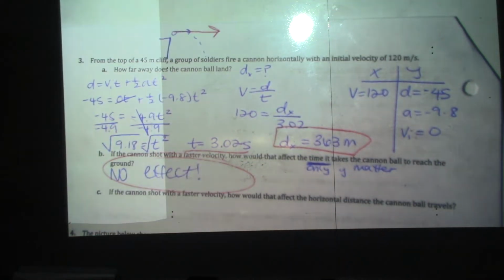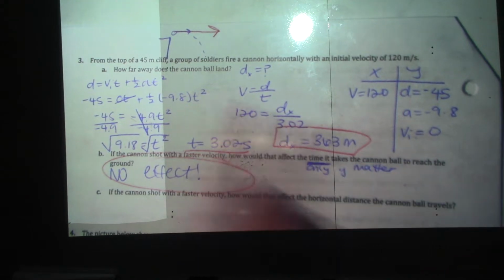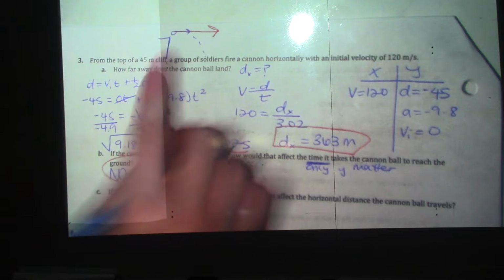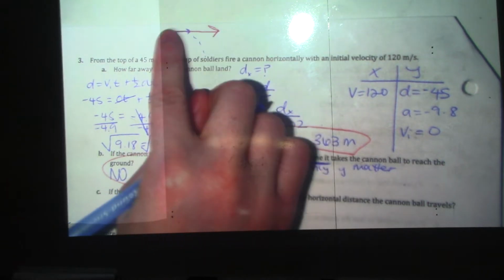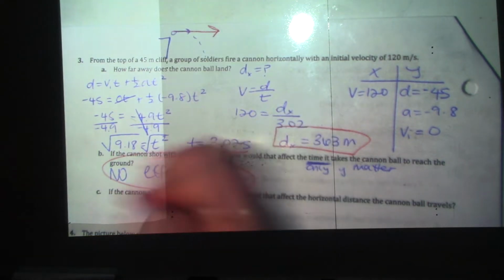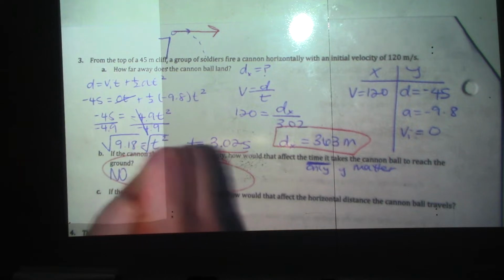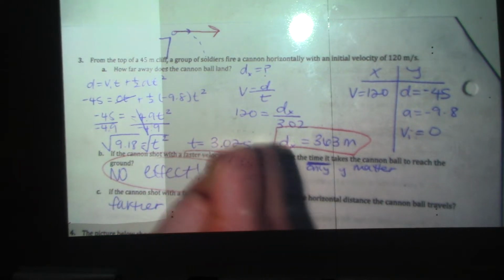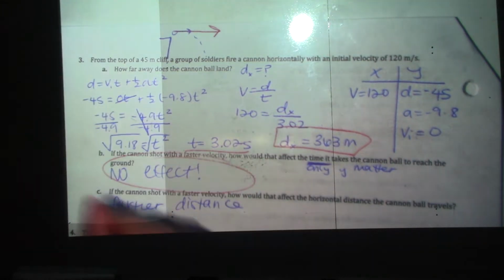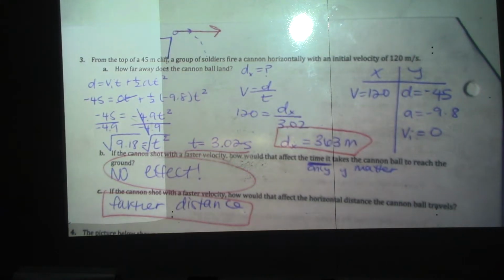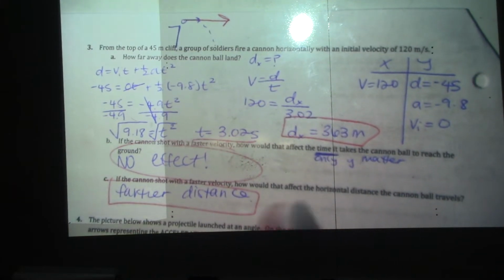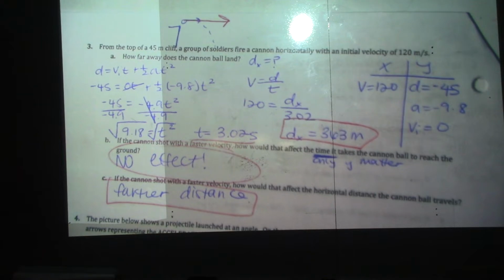If it was shot with a faster velocity, how would that affect the horizontal distance it travels? Well, it would be in the air for the same amount of time, but now it would be going faster, so of course the faster one is going to go farther, so it would be a farther distance. Because yes, the time is the same, but now I'm going faster, so that means I will go farther. So farther distance, you can say it lands farther away.